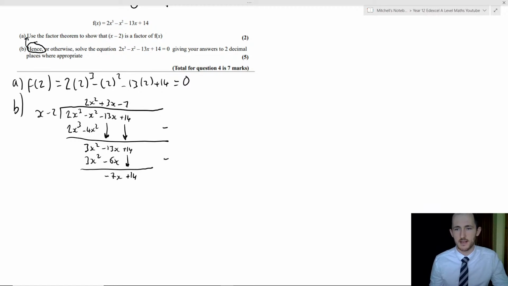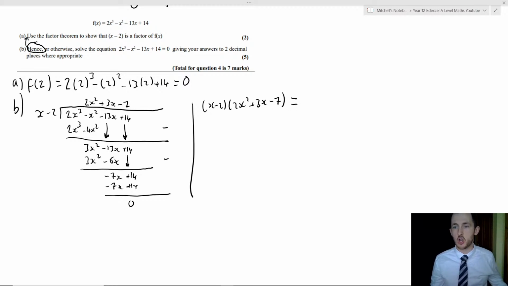Divide it, you get minus 7, and times it by minus 2, you get minus 7x, and then you get plus 14. Which again, if you subtract, will give me 0. So my equation has now become x minus 2, and we get 2x squared plus 3x minus 7. Okay, and we want to solve that equals to 0.